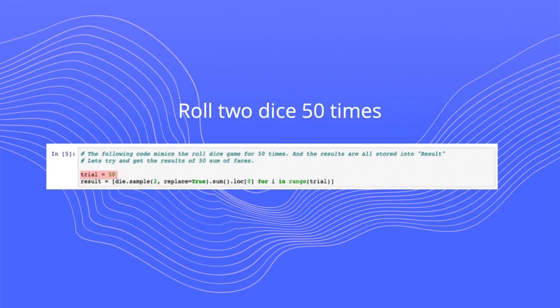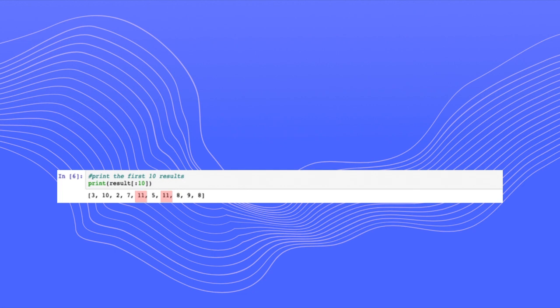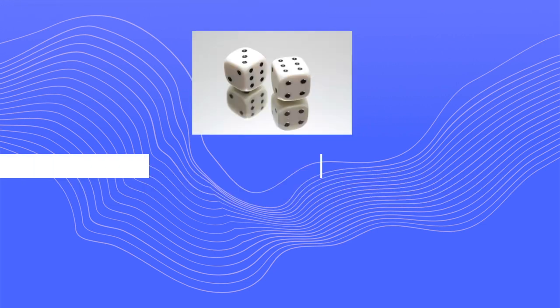This code means we roll 2 dice 50 times, we can get 50 observations or realized outcomes of the sum. Here, we print out the first 10 observations of 50 trials. You may notice that it is possible to have the same outcome since we roll dice independently in each trial.